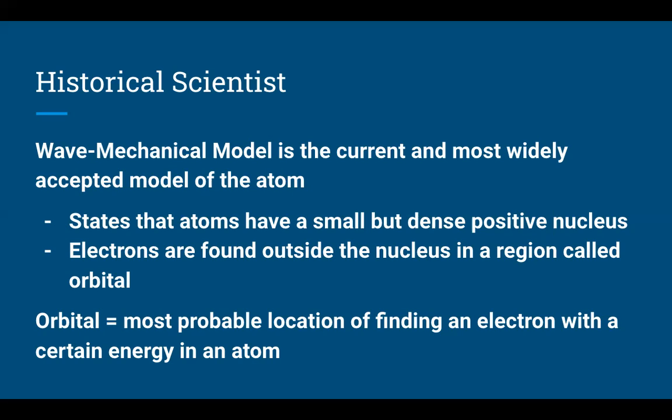A big difference in the wave mechanical model and other models of the atom is we're really looking at it in terms of a three-dimensional aspect rather than just that flat 2D. So when we look at this, we're not just looking at an X and a Y axis, we're also looking at our Z axis and how this is actually taking up space and volume. The orbital definition is a probable location of finding an electron with a certain energy in an atom.